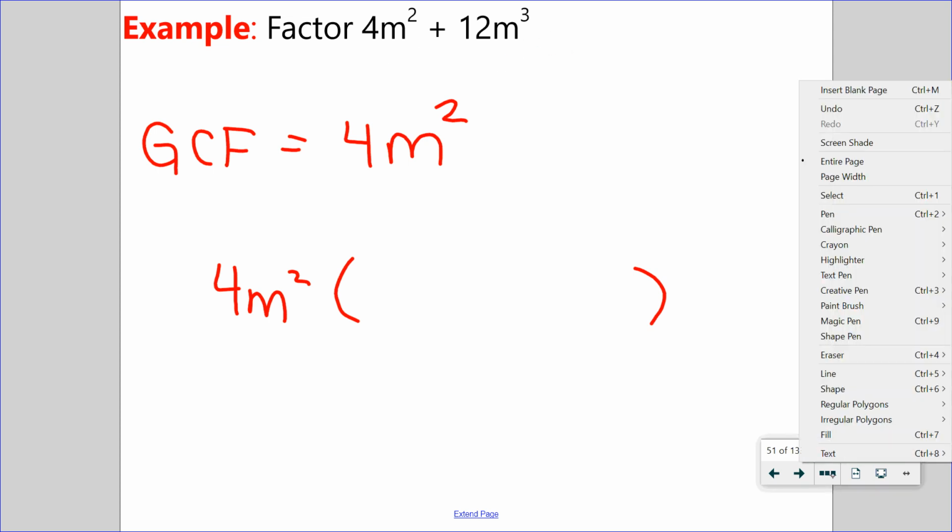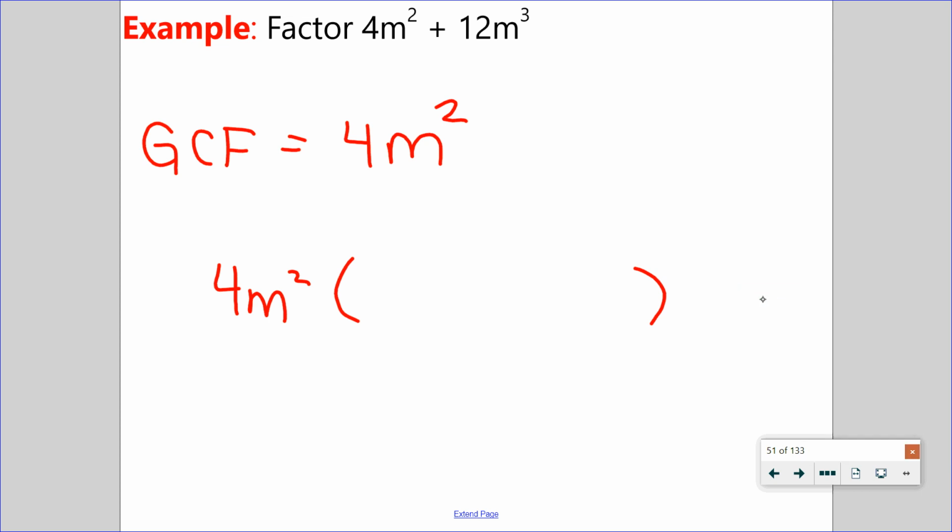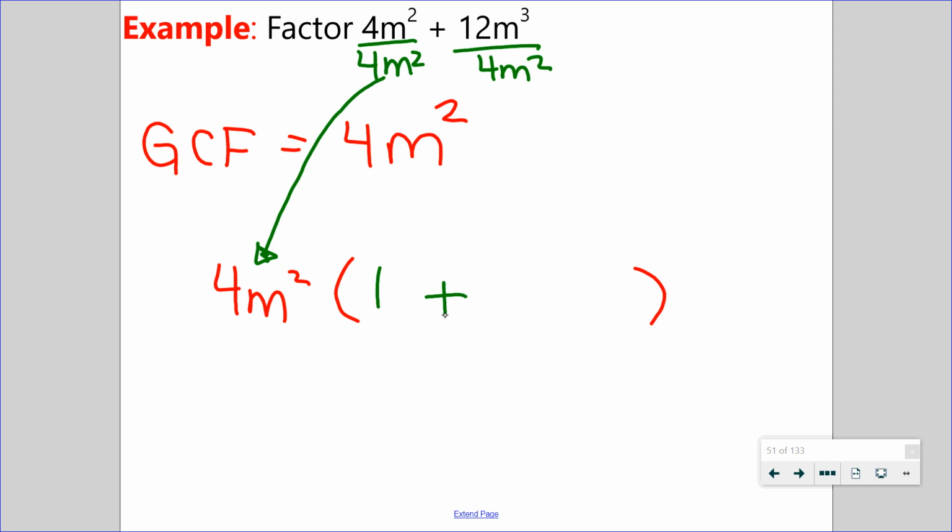I'll just do this in a different color. Now you can do this in your head, or you can do it like this. What I'm really doing is dividing each term by 4m squared. That's why I wrote it on the outside. So on the inside is actually the quotient. 4 divided by 4 is 1. m squared divided by m squared, also 1. Plus 12 divided by 4 is 3. m cubed divided by m squared is m to the 1, because 3 take away 2 is 1.